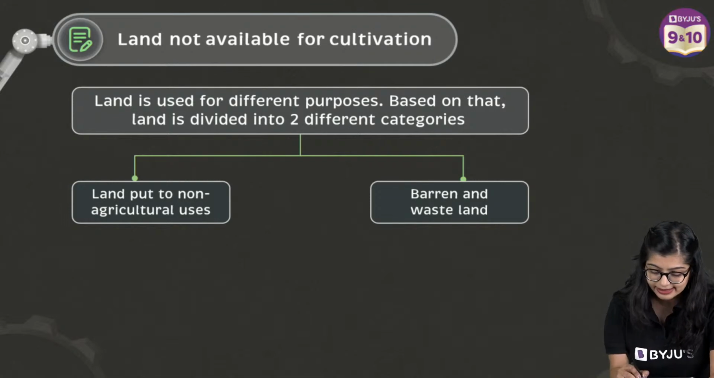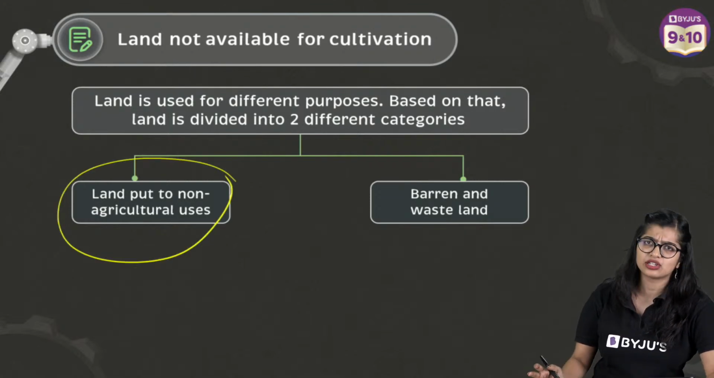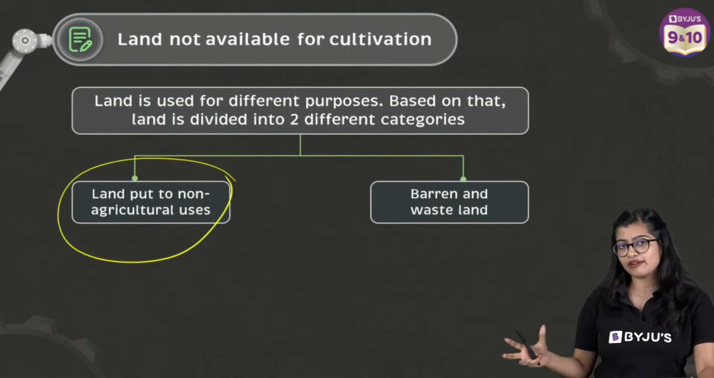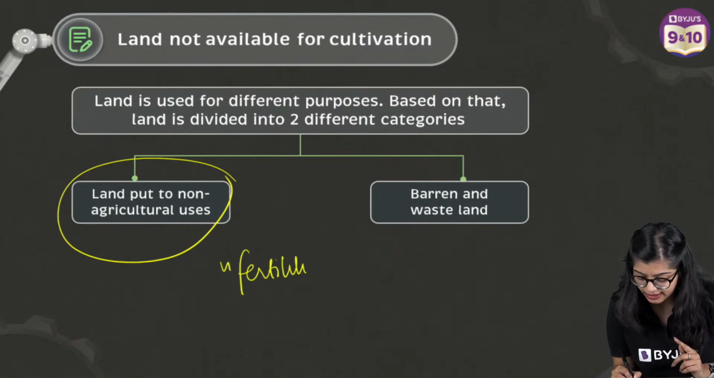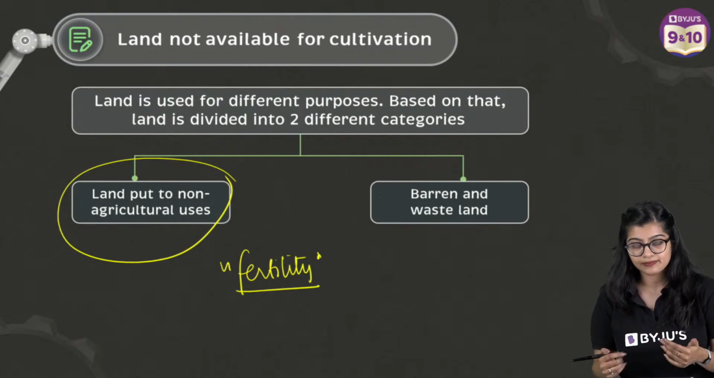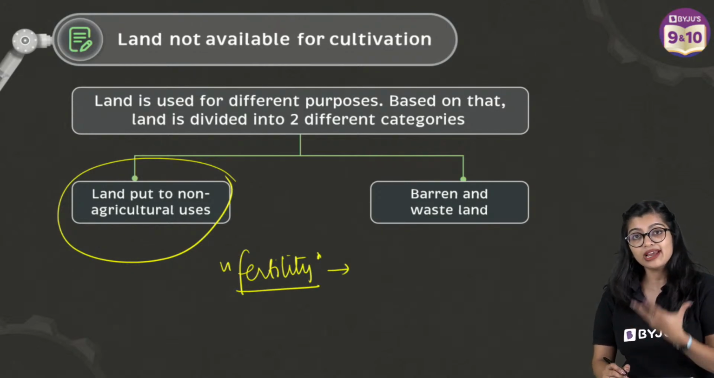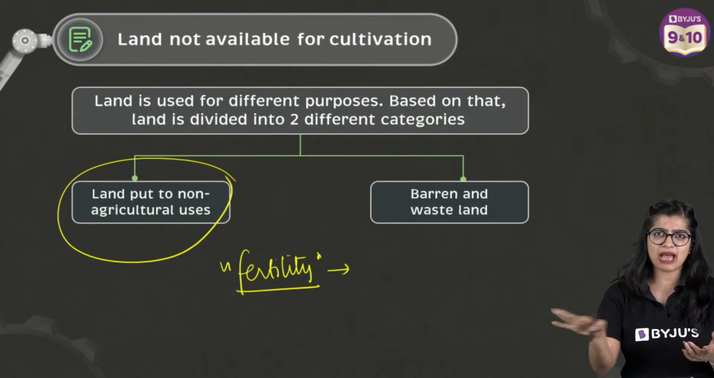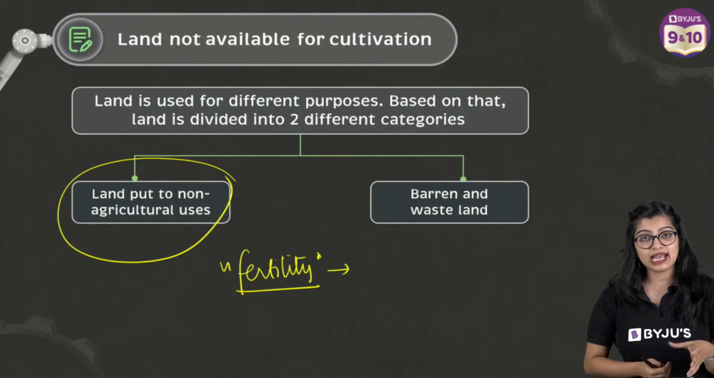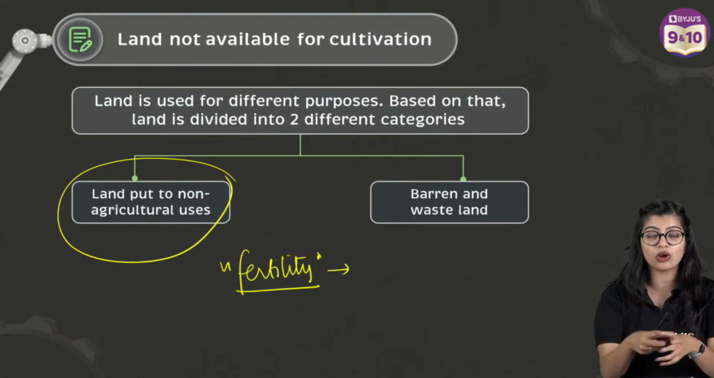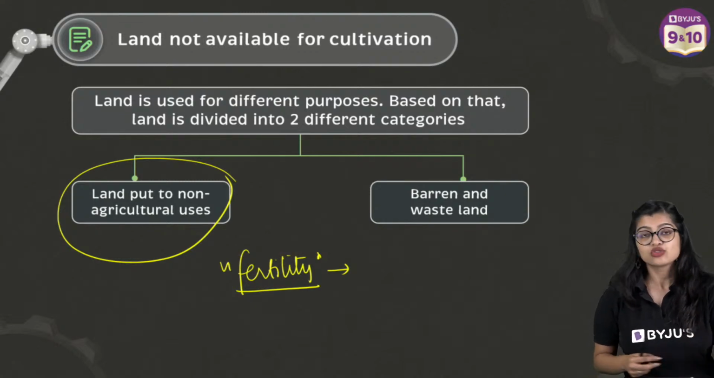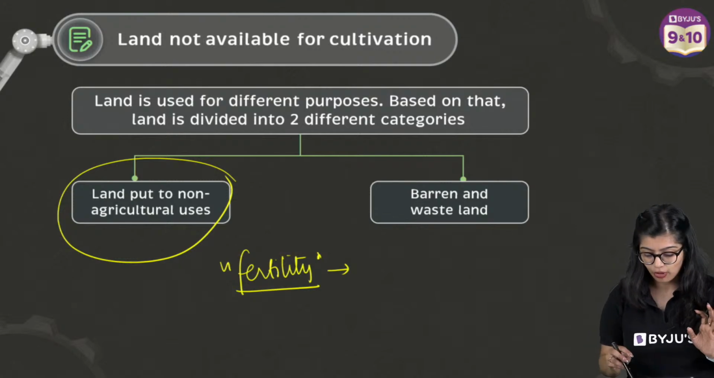So this land is normally put into non-agricultural uses. If the land is not very fertile, and this was a question that was there, ma'am, how important is fertility for growing crops? If your soil is not fertile, we can add manure, fertilizer and everything. But at the end of the day, your soil must be capable of holding the crop and allowing it to grow. So soil fertility here is very, very important, right?